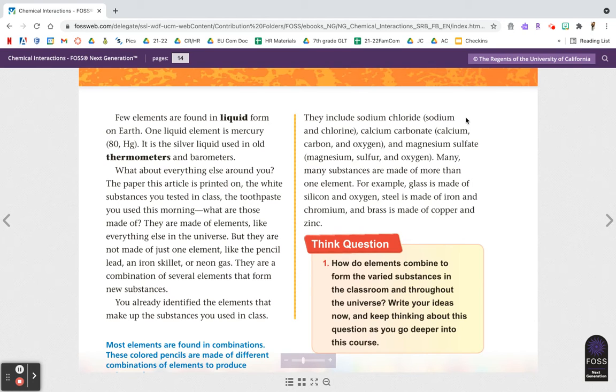They include sodium chloride: sodium and chlorine; calcium carbonate: calcium, carbon, and oxygen; and magnesium sulfate: magnesium, sulfur, and oxygen. Many substances are made of more than one element. For example, glass is made of silicon and oxygen, steel is made of iron and chromium, and brass is made of copper and zinc.